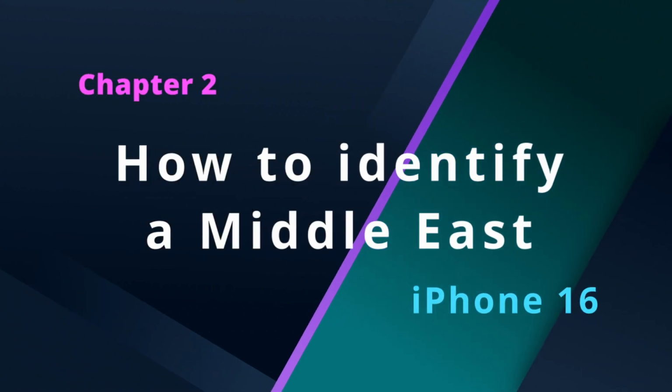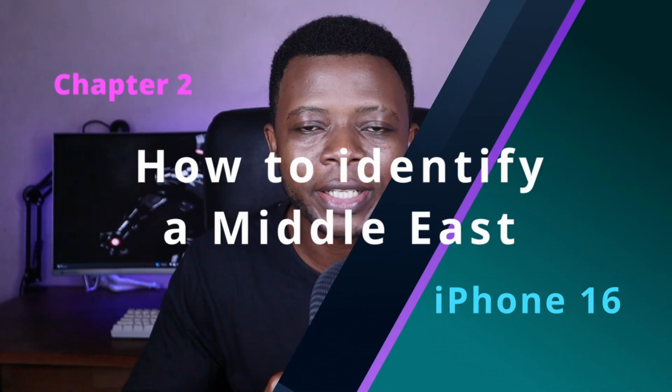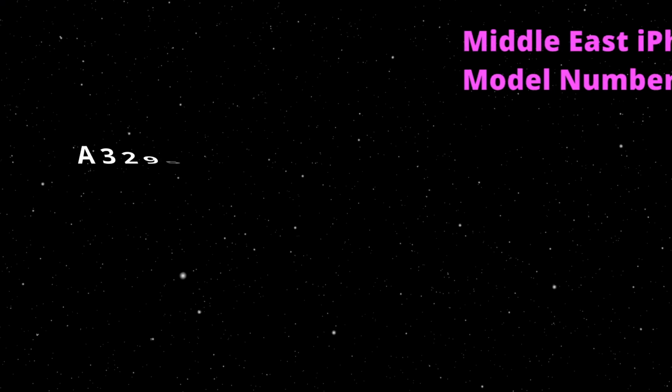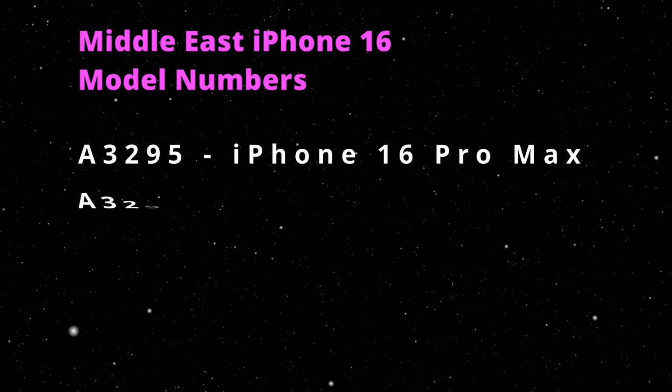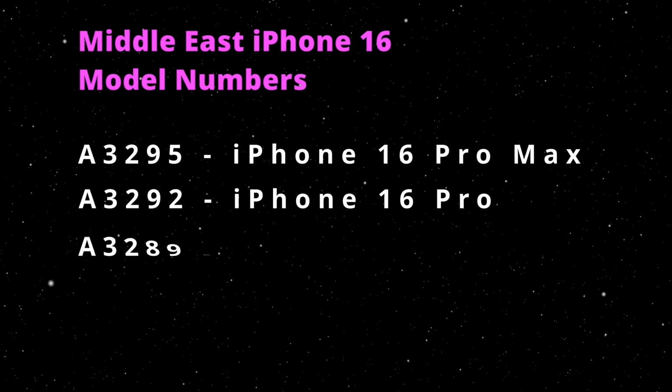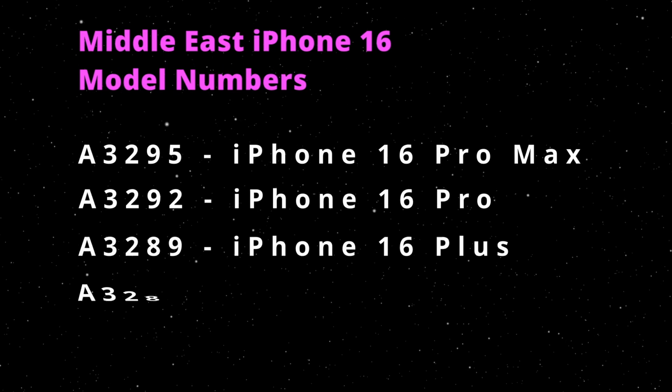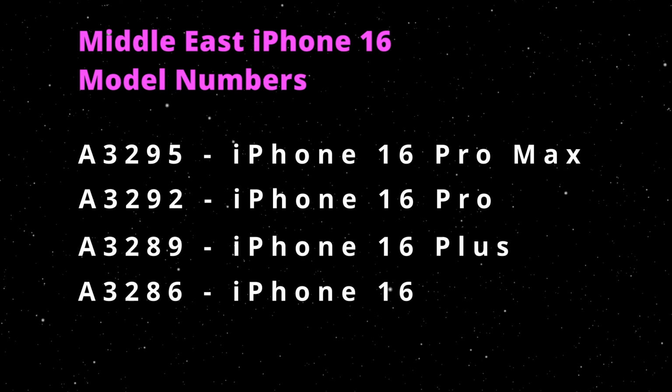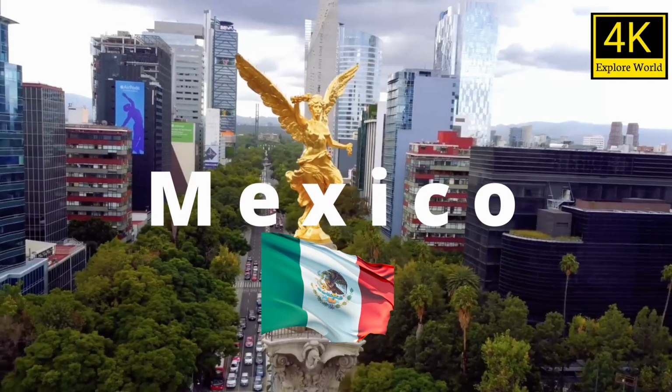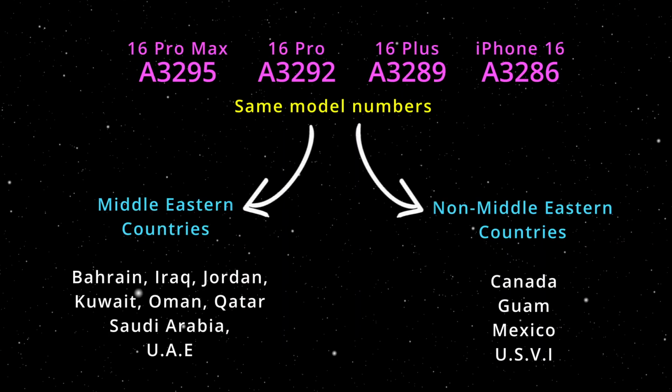You can identify a Middle Eastern iPhone 16 through its model numbers as follows: A3295 for the Pro Max, A3292 for the Pro, A3289 for the Plus, and A3286 for the regular. However, iPhone 16s from a few non-Middle Eastern countries like Canada, Guam, Mexico, and the USVI also have these same model numbers. So to ensure that you're getting a Middle Eastern version, be sure to check its part number as well.